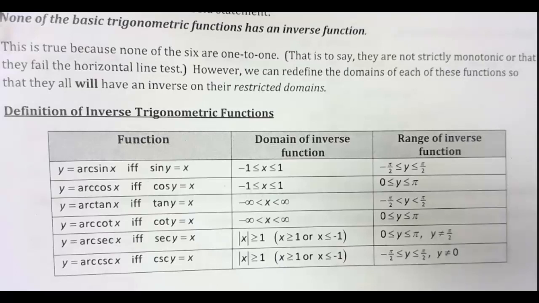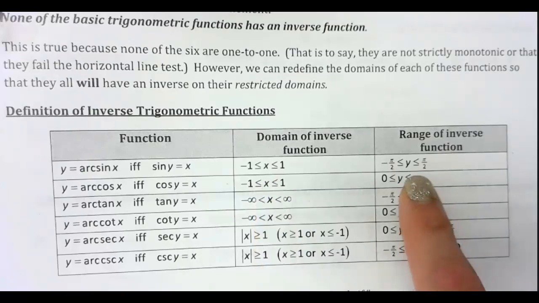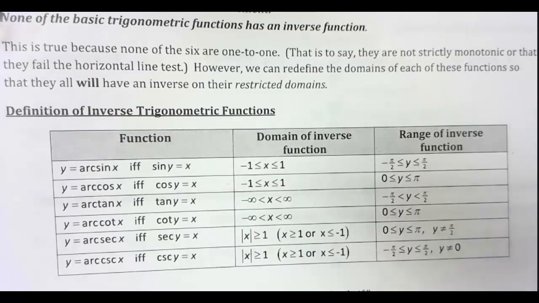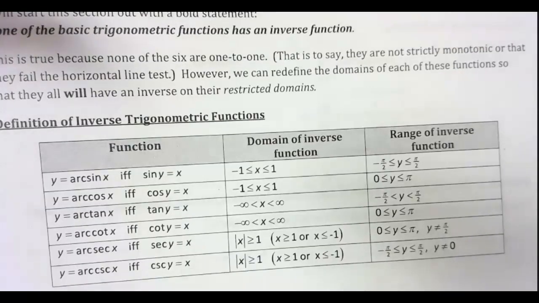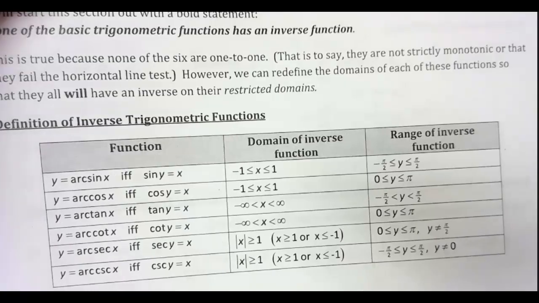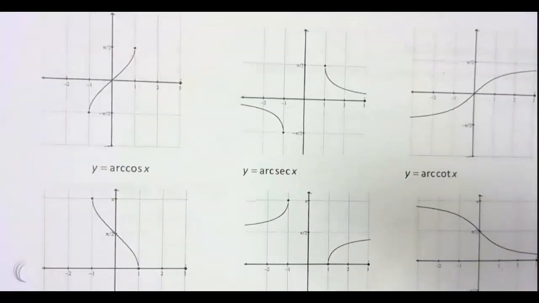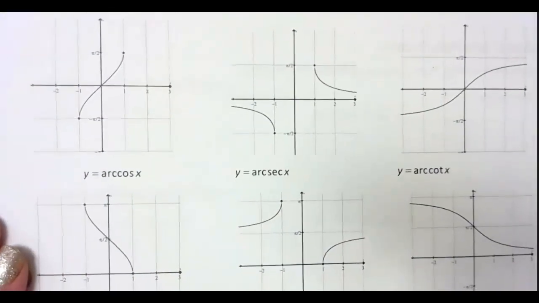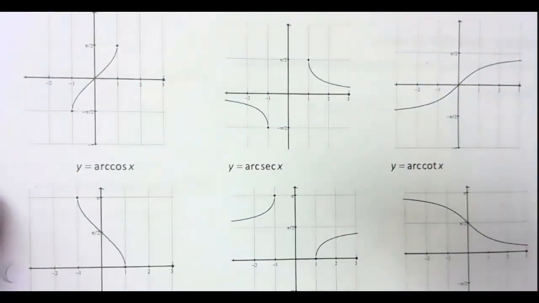What we do in order to give the trig functions an inverse is restrict their domain, which in turn restricts the range, which creates a one-to-one function. So what we do is trick the trig functions into having inverses by restricting their domains and ranges. So if you look down at the bottom of that page, you have 6 little graphs that now represent the inverse trig functions.